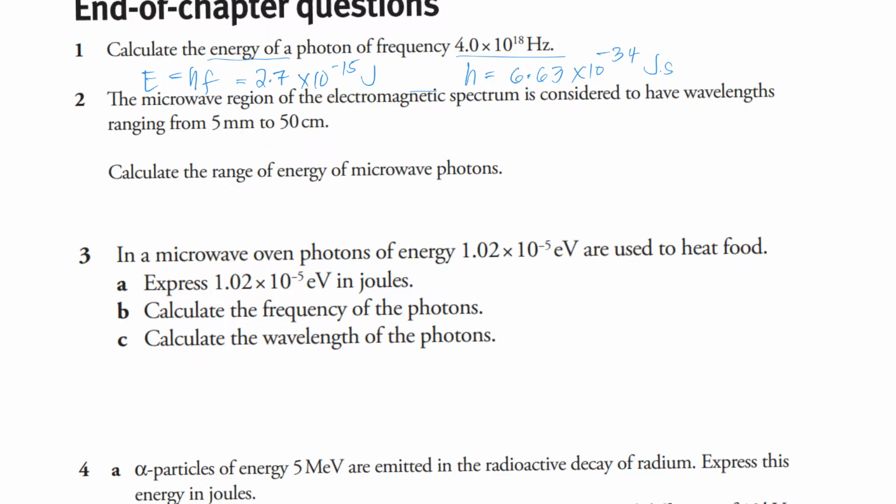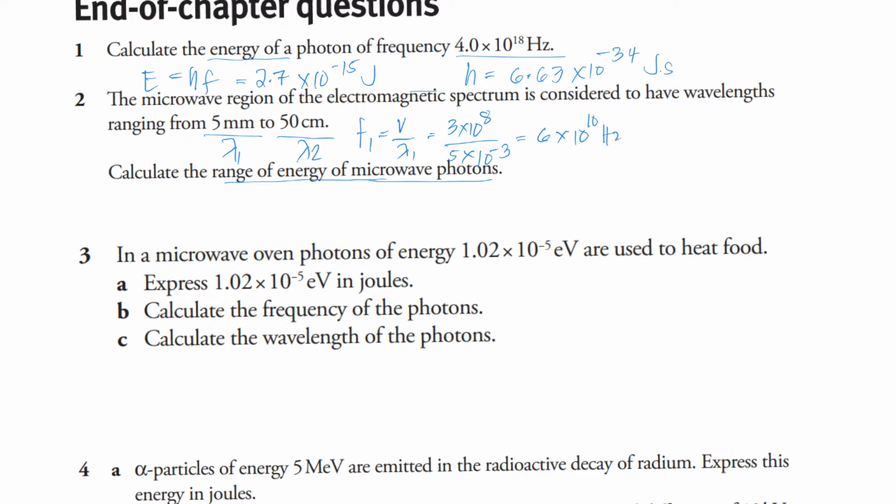Number 2. The microwave region of the electromagnetic spectrum is considered to have wavelengths from 5 mm to 50 mm. Calculate the range of energies of microwave photons. So here we have your lambda 1 and this is your lambda 2. We need to calculate two frequencies here. Let's start with f1. Frequency 1 is velocity over lambda 1, so that is 3 times 10 to the 8 meters per second divided by 5 times 10 to the minus 3. So our frequency here is 6 times 10 to the power of 10 hertz.